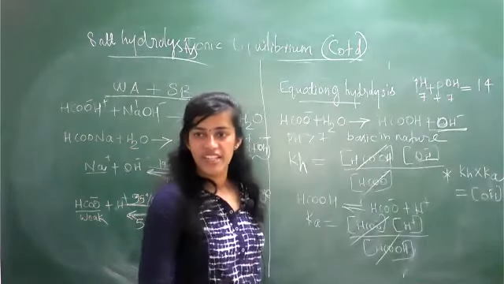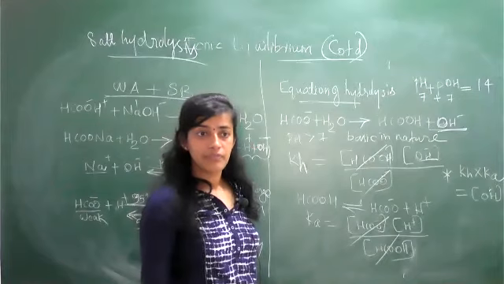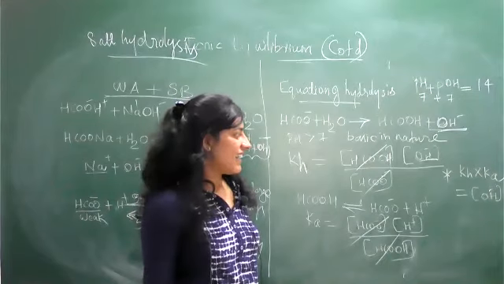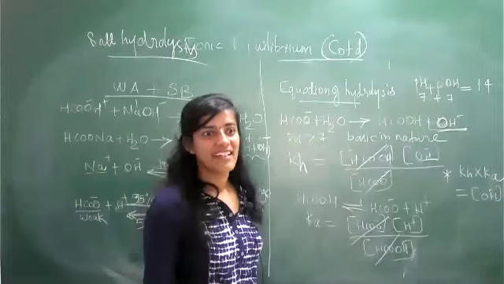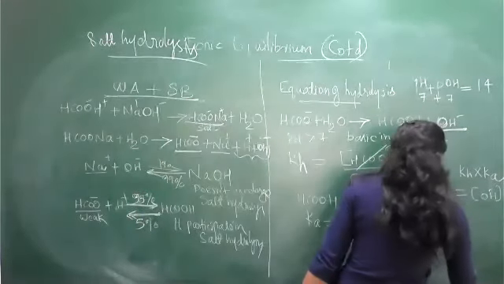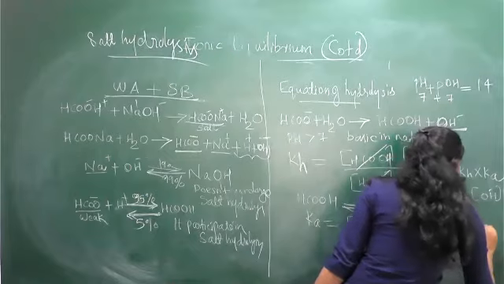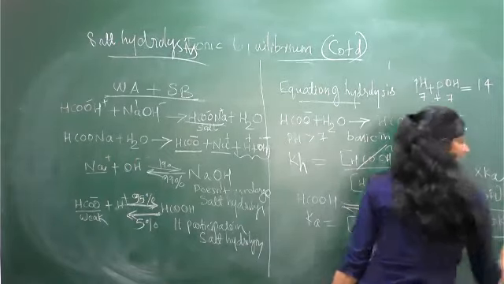Did you ever see this one? OH minus and H plus concentration. After that you will get what? Ionic product of water, Kw. Are you getting my point? So KH into Ka you will get Kw. This is our result.